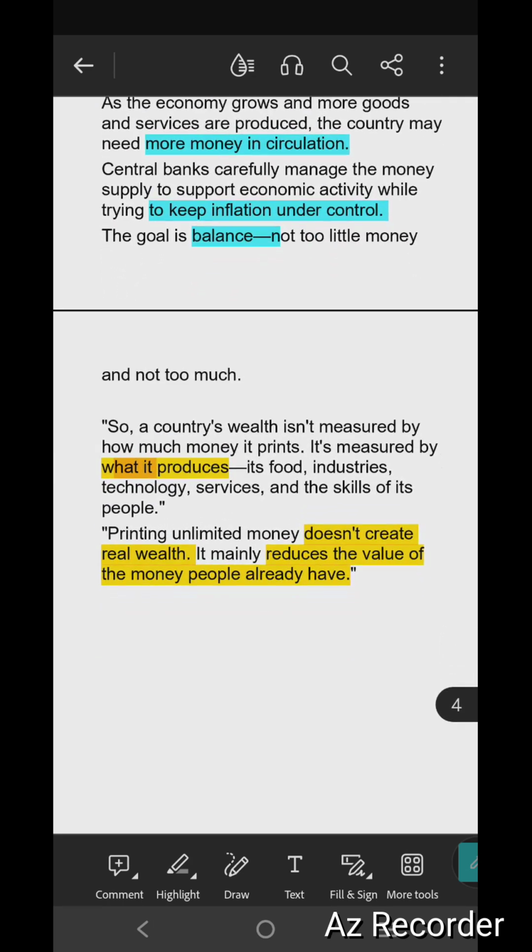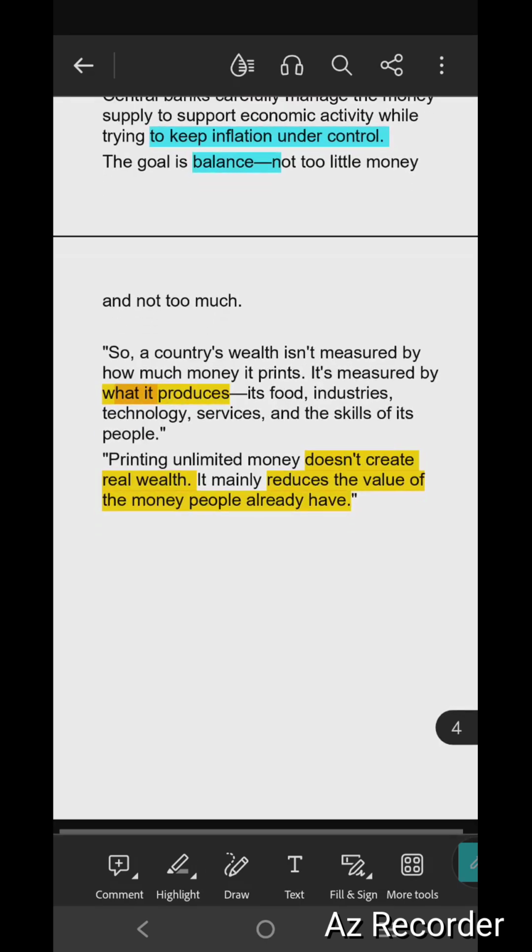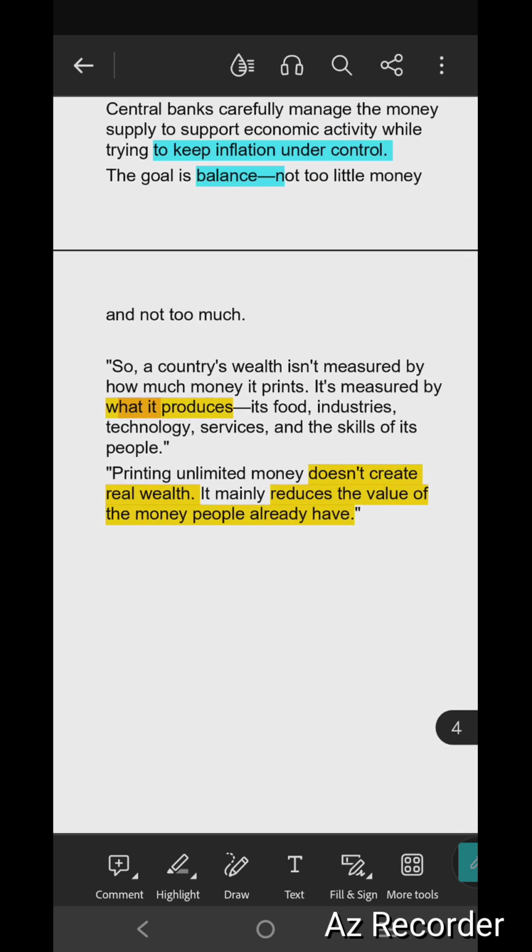So a country's wealth is not measured by how much money it prints, it is measured by what it produces: its food, industries, technology, services, and the skills of its people. Printing unlimited money does not create real wealth. That is the reason we do not print unlimited money. It merely reduces the value of the money that people already have. As you already know, once a thing comes in excess, it basically loses its value.